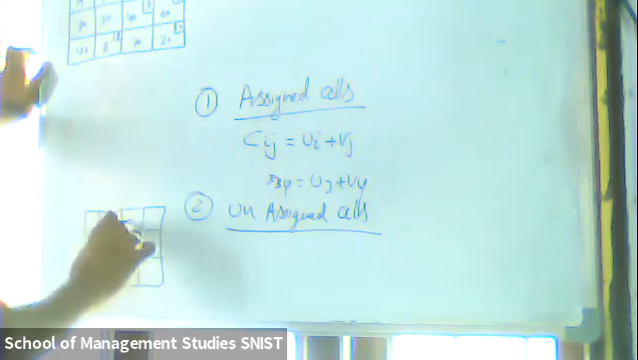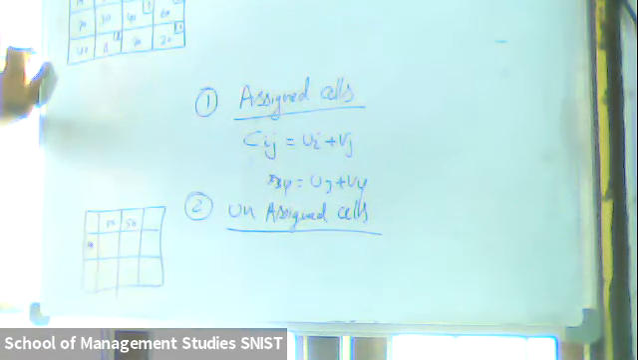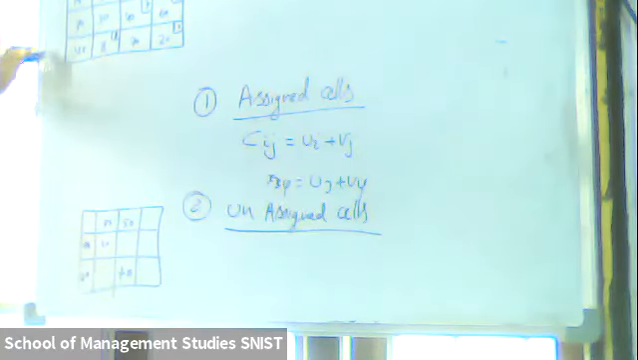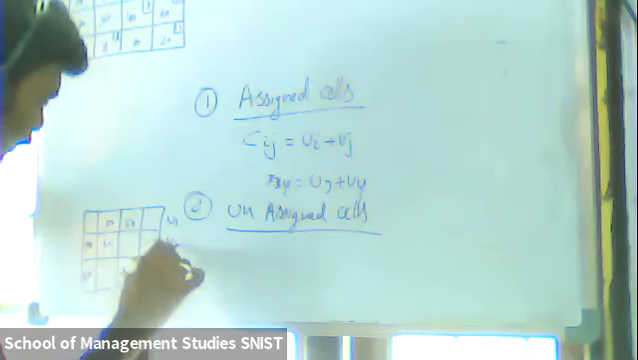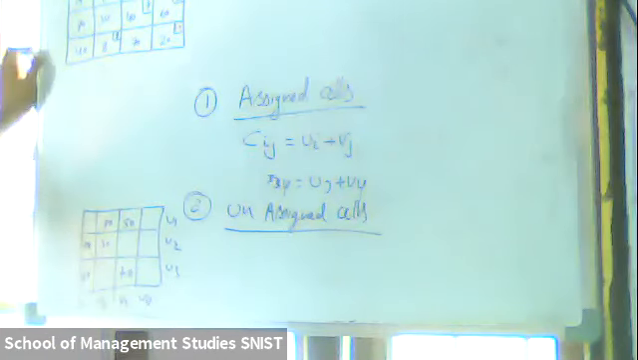X12 unassigned, X13 unassigned, X21 unassigned, X22 unassigned, X31 unassigned, X33 unassigned. Is it true? Yes, sir. Okay. So we already got the U1, U2, U3 values and the V1, V2, V3, V4 values.